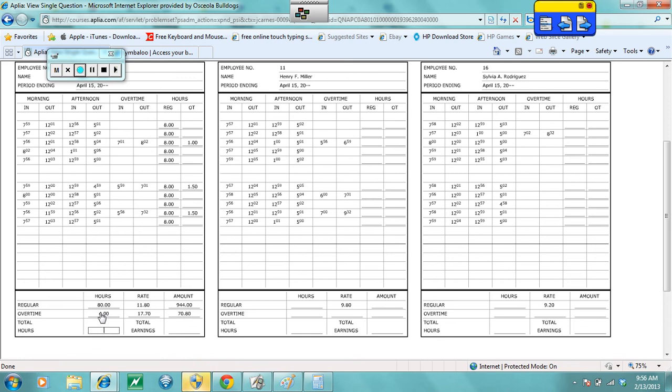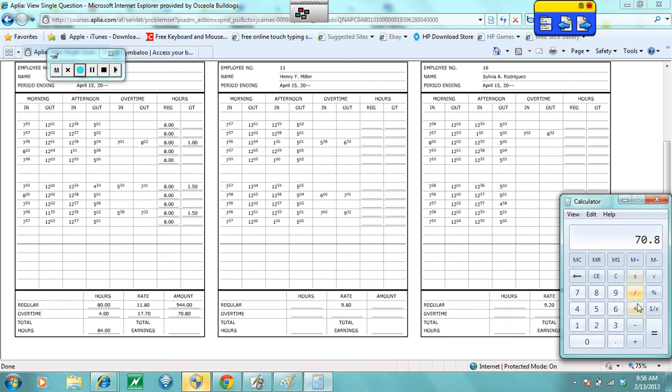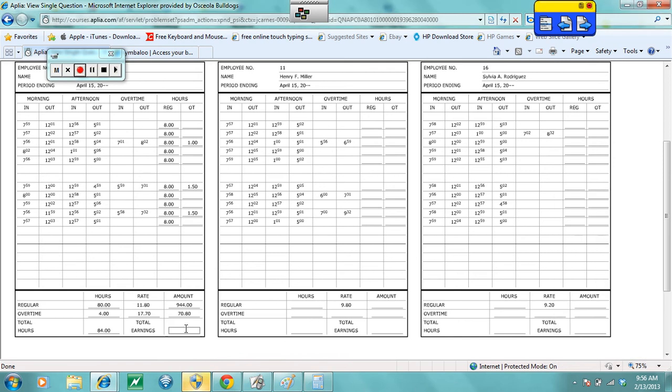Now, total hours worked are 84. Total amount earned is $944 plus the $70.80. Now, it kind of looks a little strange in a way because you're thinking, you know, that's not a lot of money for overtime. But it all adds up. And that's how you're going to do it, and you're going to do it for all of these.